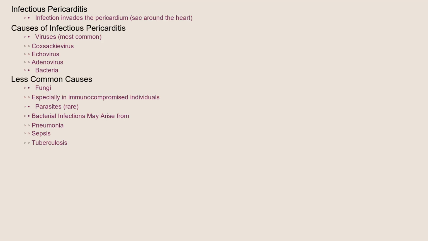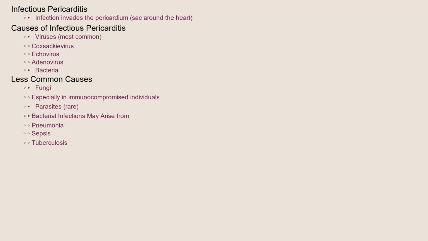Infectious pericarditis occurs when an infection invades the pericardium, the sac surrounding the heart. The most common culprit is viral infections. Viruses like Coxsackie virus, echovirus, and adenovirus are frequently implicated. However, bacteria, fungi, and parasites can also be responsible.